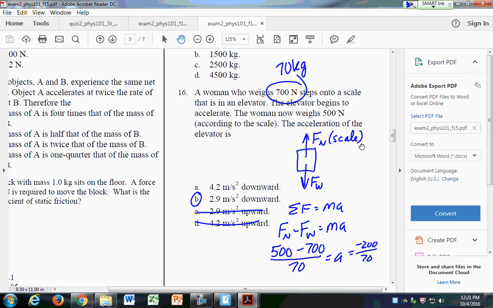Let's look at some 2D problems. Can I clear this?